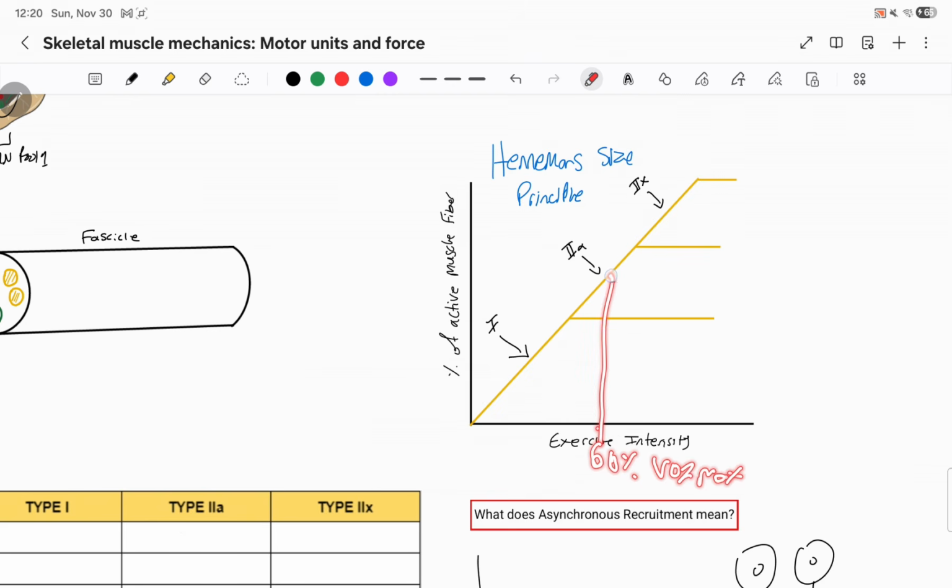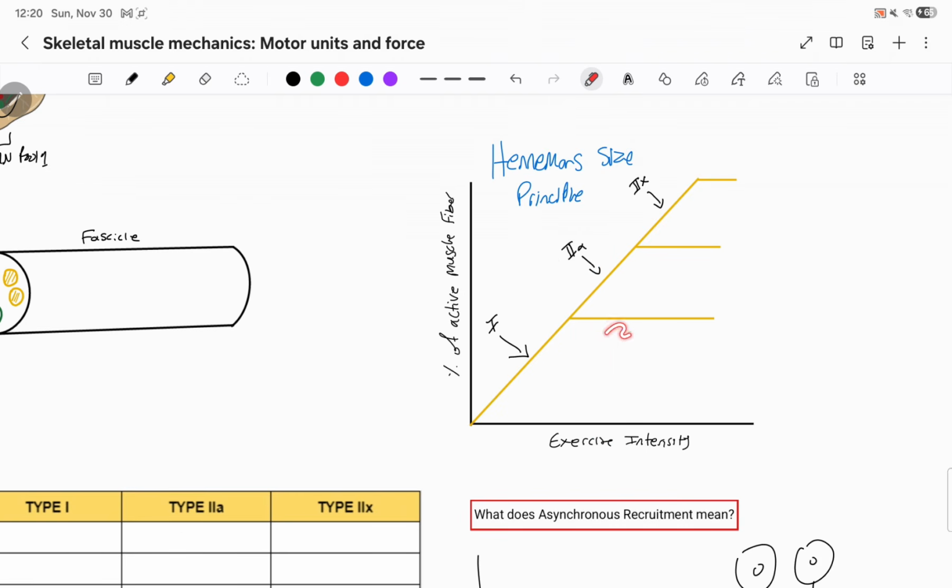Now what happens? At this 60% VO2 max, my type 1 fibers are no longer going to be able to provide the necessary force for me to maintain exercise at this 60% intensity level. And so the only thing left for me to do is recruit the next fiber type that will allow me to continue my exercise intensity at this level. And that is the type 2A fiber. The type 2A fiber will then help us maintain exercise at this 60% VO2 max.